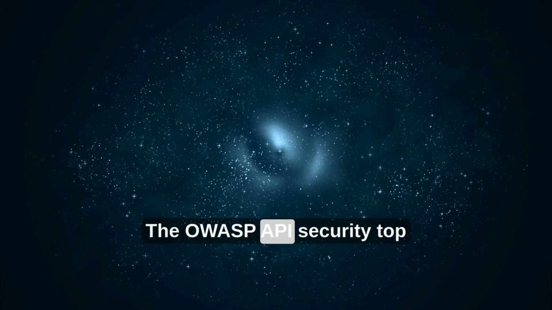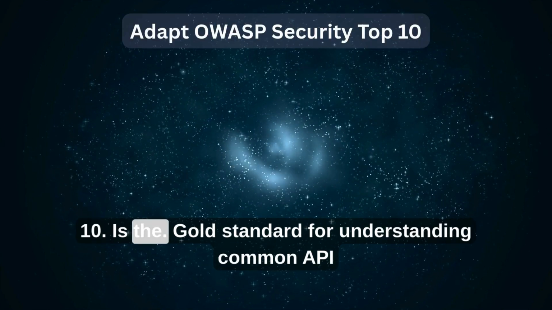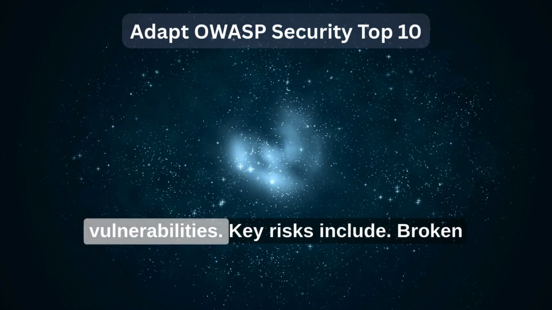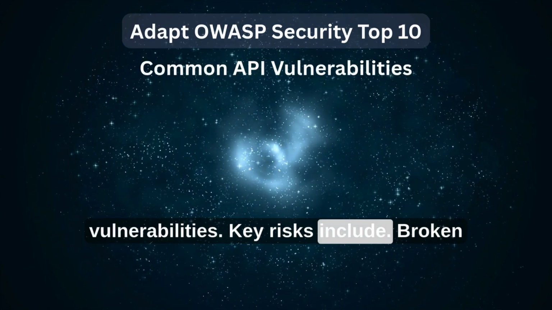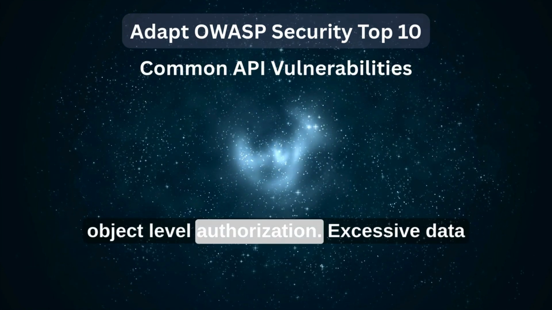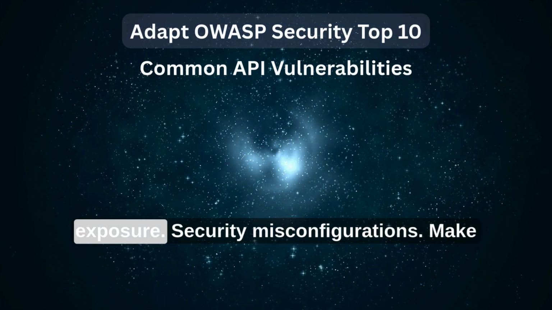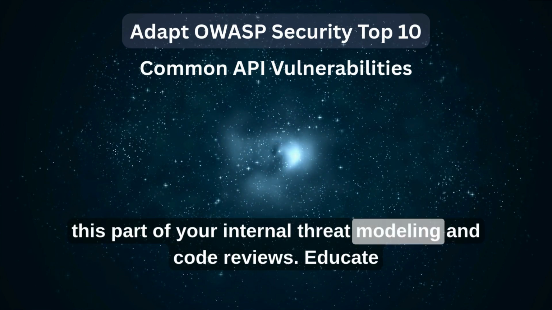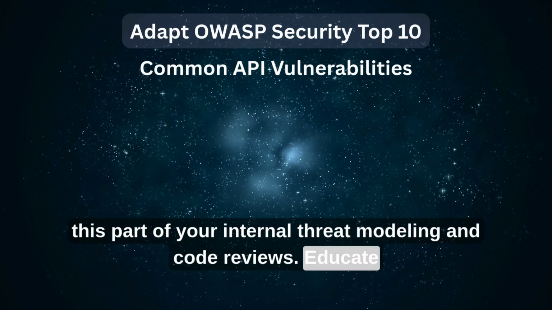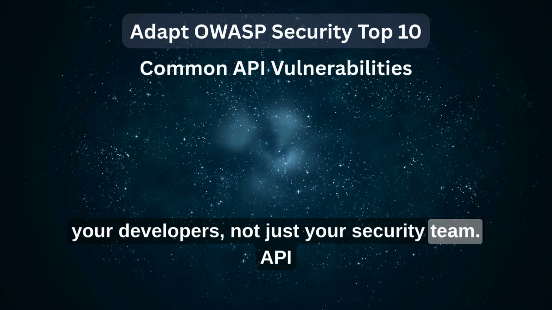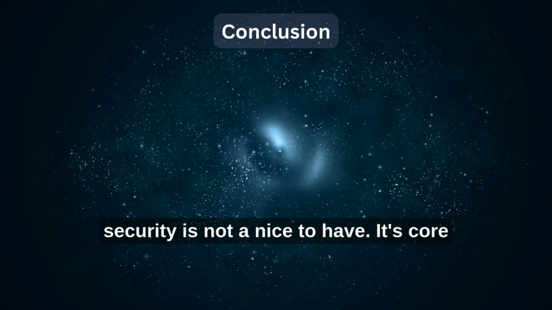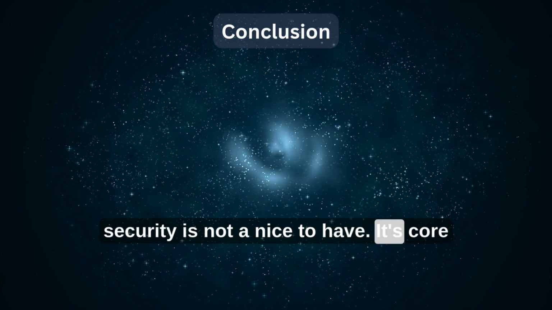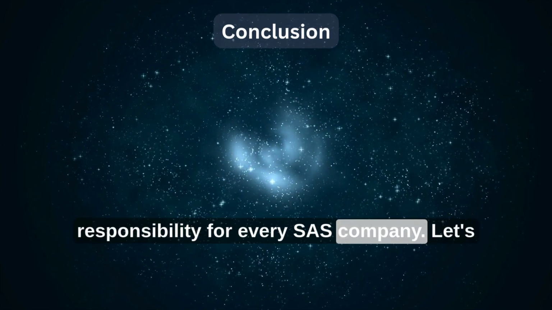The OWASP API Security Top 10 is the gold standard for understanding common API vulnerabilities. Key risks include broken object-level authorization, excessive data exposure, security misconfigurations. Make this part of your internal threat modeling and code reviews. Educate your developers, not just your security team. API security is not a nice-to-have. It's a core responsibility for every SaaS company.